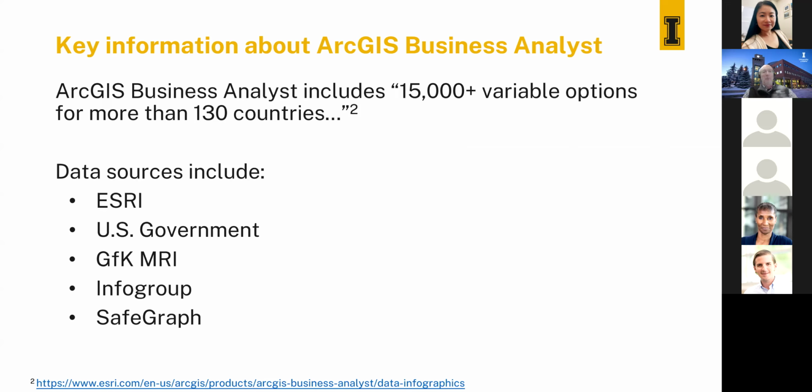Data sources include Esri, which is the creator and provider of ArcGIS products, the US government, and that includes things like the Census Bureau, the American Community Survey, Consumer Expenditure Surveys, and the Bureau of Labor Statistics. GfK MRI. So for the folks in the College of Business who are on this call, that might be familiar to you. Infogroup as well as SafeGraph. More details about these data sources is available in this footnote link.